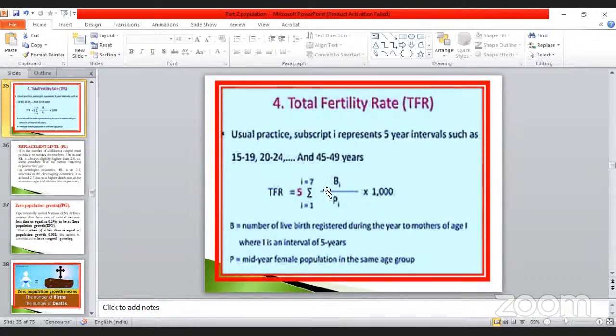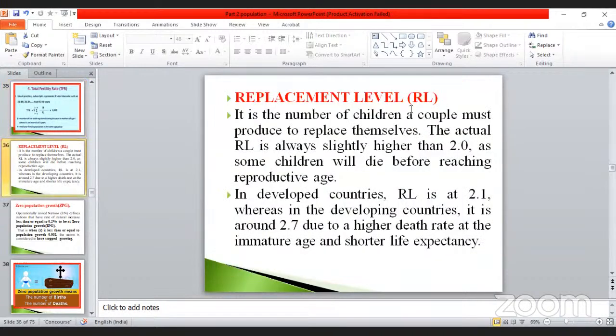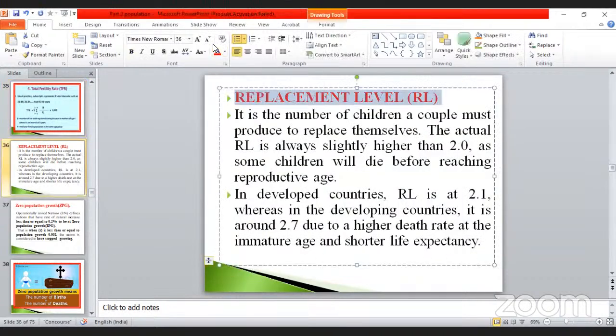So just note it down. What is my total fertility rate? That means TFR. They calculate for each 5-year interval, and per thousand. This is very, very important, my dear.